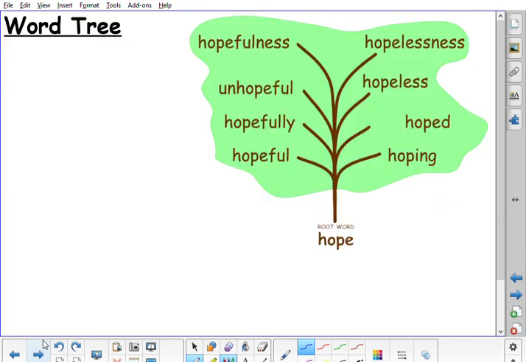Now, here's a word tree for the word hope. The root word is hope. And growing out of that, we've got hoping and hoped and hopeless and hopeful and hopefully, unhopeful, hopefulness. Notice with the word hoping, the letter E has done its magic trick and disappeared. Hocus pocus, alakazam, I'm magical E, I disappear.